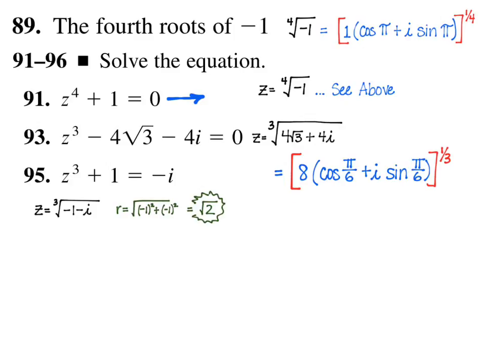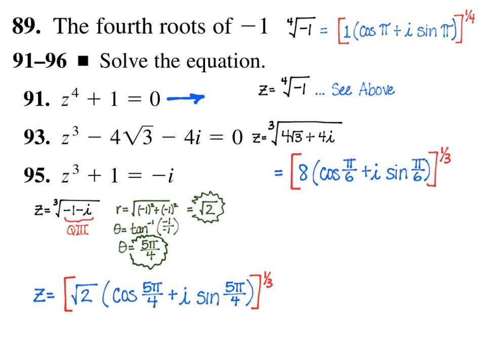And lastly, we have this problem here, where I did my -1 squared plus -1 squared, and we find that our r is the square root of 2. And this would be in quadrant 3. We take the arctangent of -1 over -1, which is the arctangent of 1, but in quadrant 3, that would give us the angle of 5 pi over 4. So we have problem number 95 written in its trigonometric form, asking for the cube root by putting the 1/3 power.